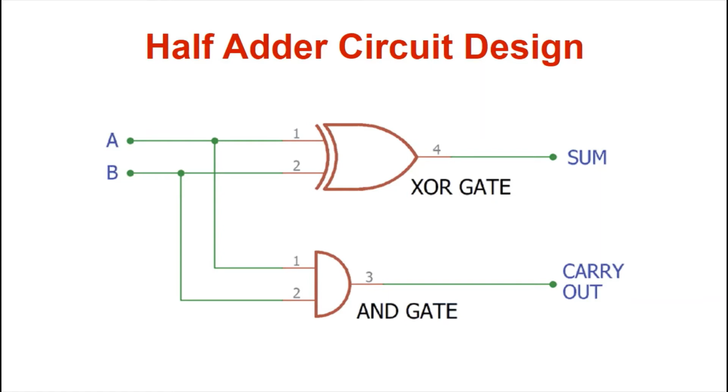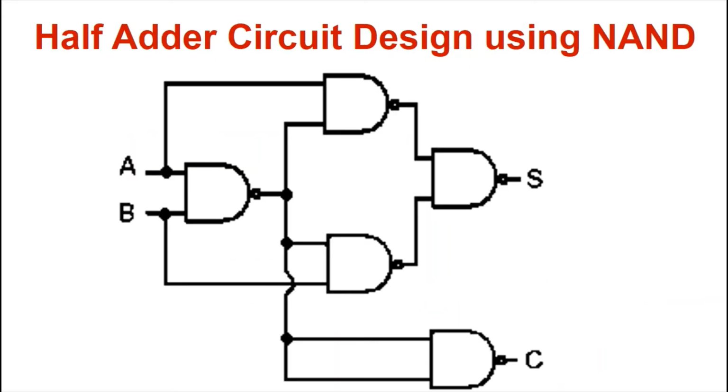But suppose there is a question that you are no longer allowed to use the XOR, AND gate or any other gate except only the NAND gate. In that case, you have to transform the circuit in such a way that you will only use the NAND gate, but at the same time you will implement the behavior of the sum as well as carry. So first of all, let us start with the half adder circuit design using only the NAND gate.